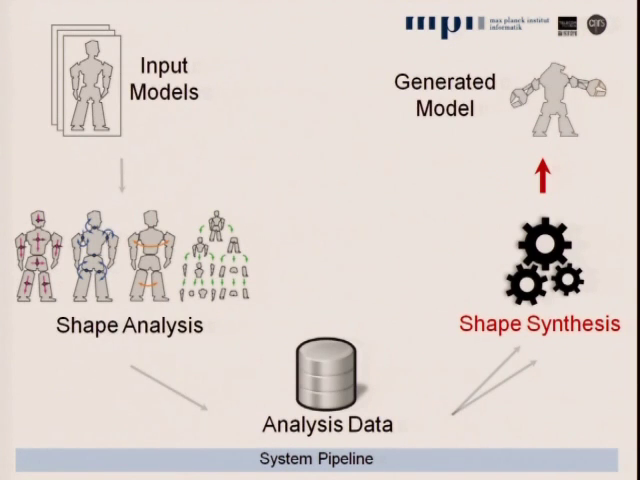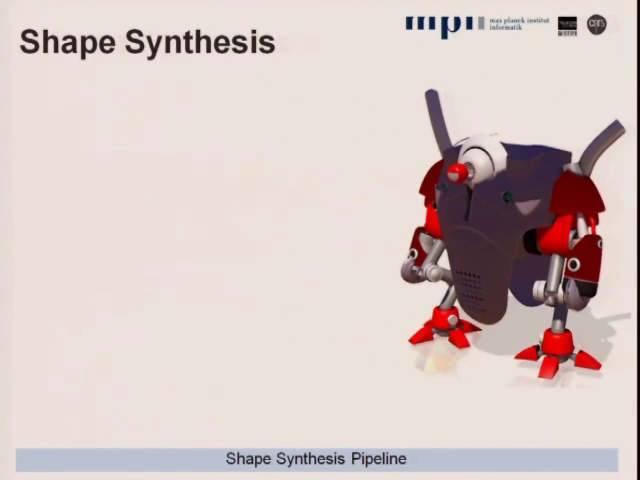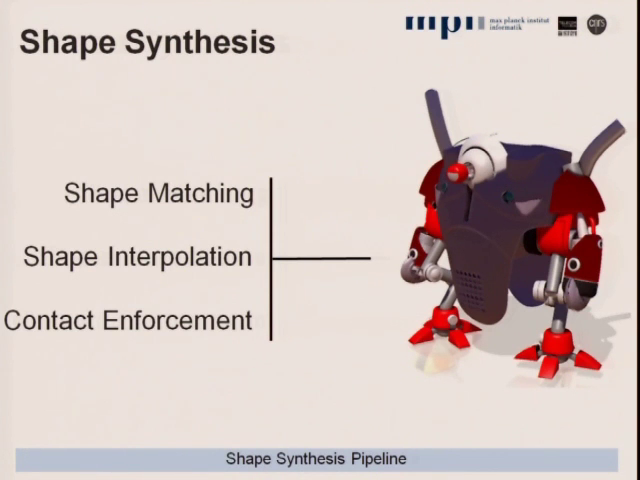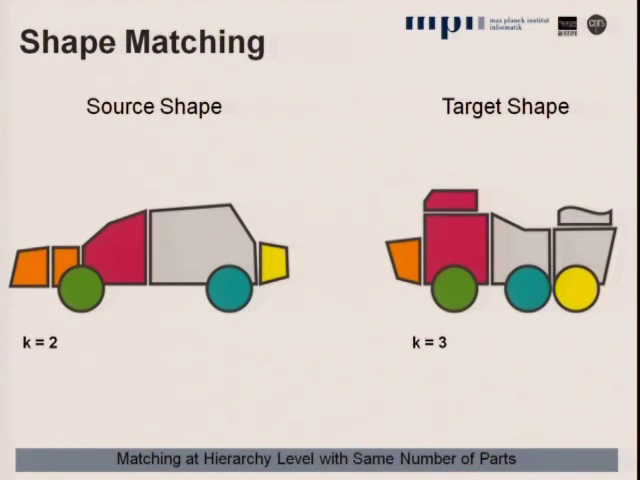Okay, so we do these for all the shapes. We have all this information now in our database on disk. And now in the online mode, we do perform shape synthesis. And this consists of shape matching, shape interpolation, and contact enforcement. So I start with shape matching.